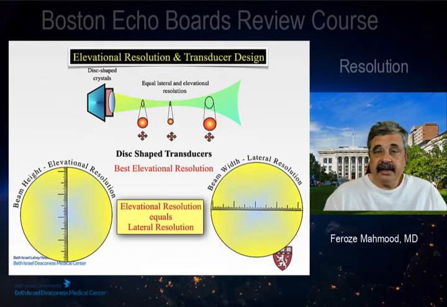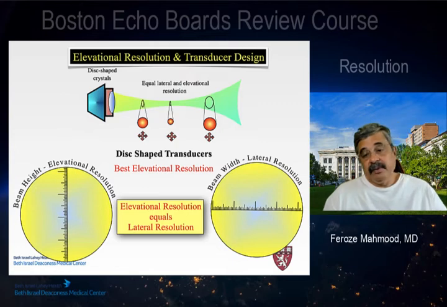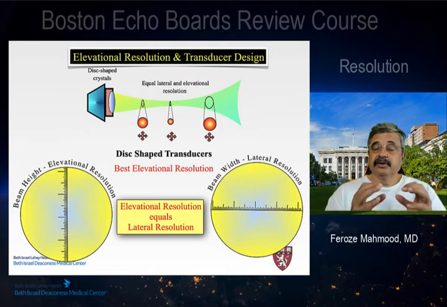So the best elevational resolution is also at the narrowest point of the beam, and that is the focal point. Beam height determines the elevational resolution, and beam width determines the lateral resolution. Therefore, they are both best at the focal point.